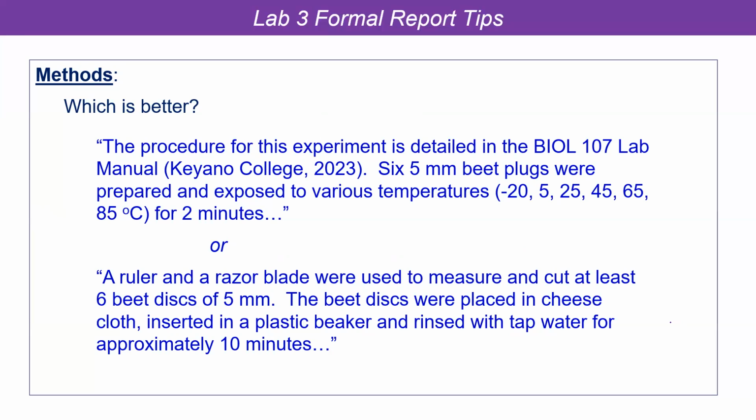You can see the first example does cite the lab manual, and like I said, that should be your first sentence. You can copy that one word for word if you like. Then it goes right into what is going on in the experiment. It's talking about the beetroot plugs and the size of them. It's telling me the specific temperatures and how long they are exposed to those temperatures.